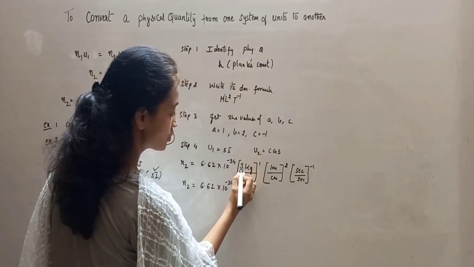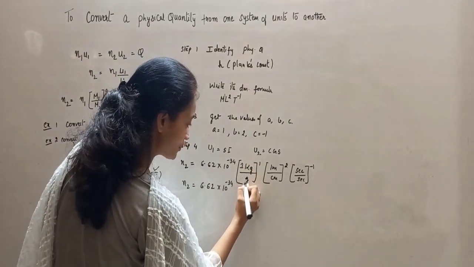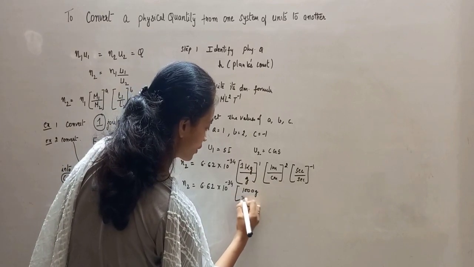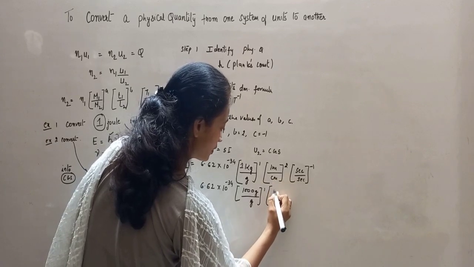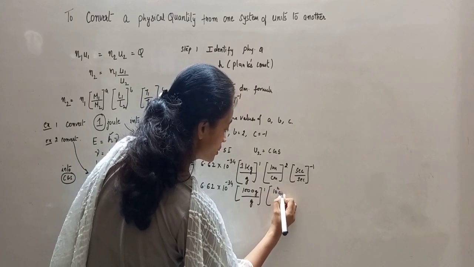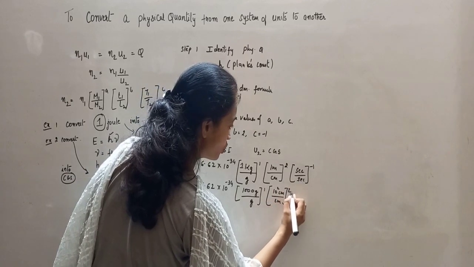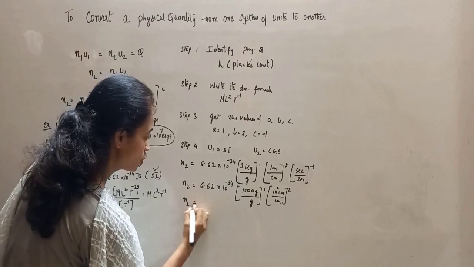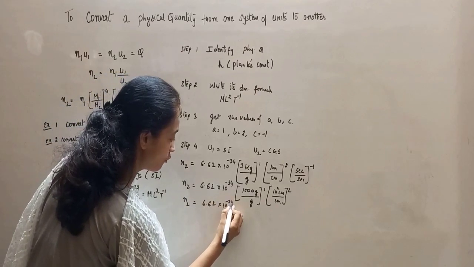Now 1 kg can be written as 1000 grams. So writing 1000 grams, what do we get? I will write it like this: 1000 grams upon 1000 grams raised to the power 1. Then 1 meter is 10 to the power 2 centimeters, 100 centimeters upon centimeters raised to the power 2. And seconds will be 1. So N2 is equal to 6.62 into 10 to the power minus 34.